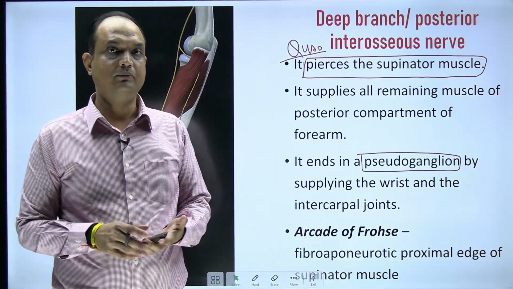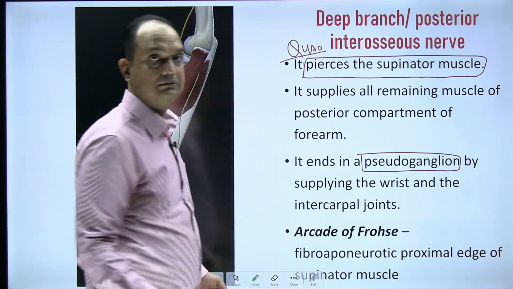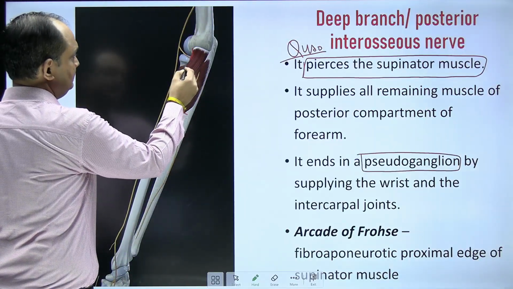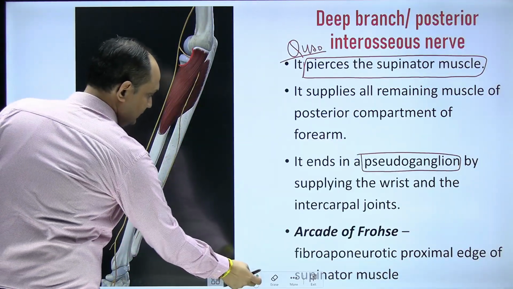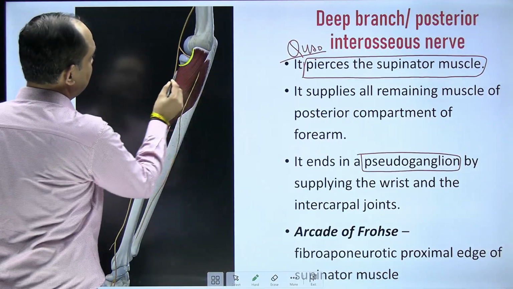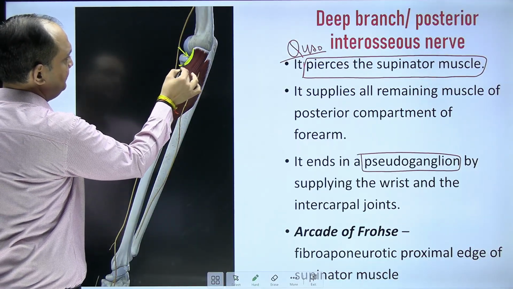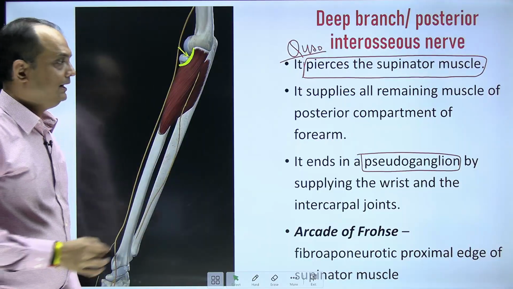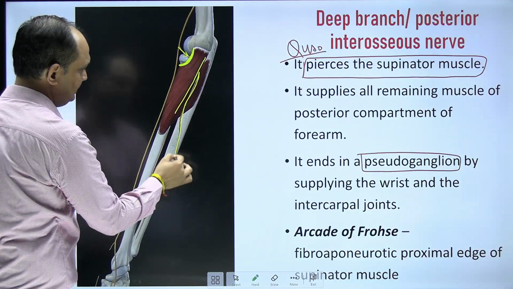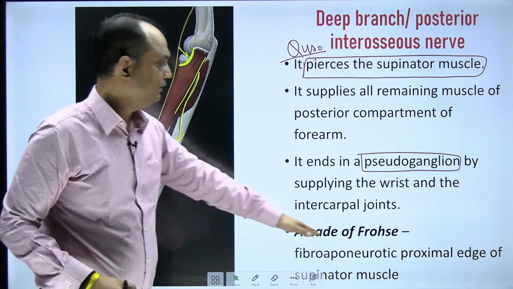Now there is one very important question, that sometimes what will happen, that while passing through the supinator, this nerve will get compressed here. Now this border of the supinator is known as supinator arch. So here you can see that this is the deep branch. This deep branch is first passing deep to this point of the supinator, and then it comes out between these two heads here in the posterior compartment. Now this supinator arch is known as arcade of Frohse.